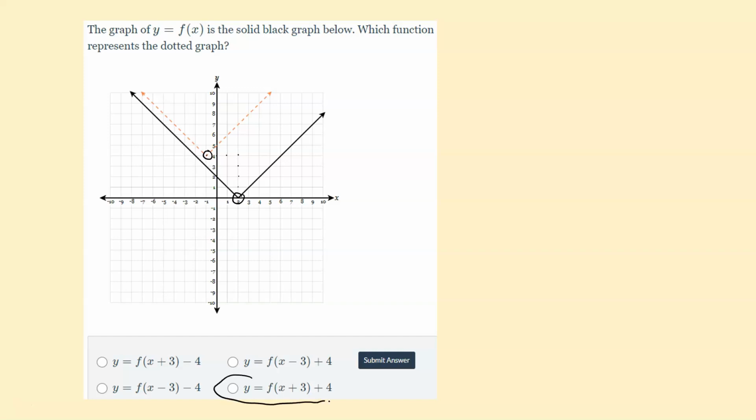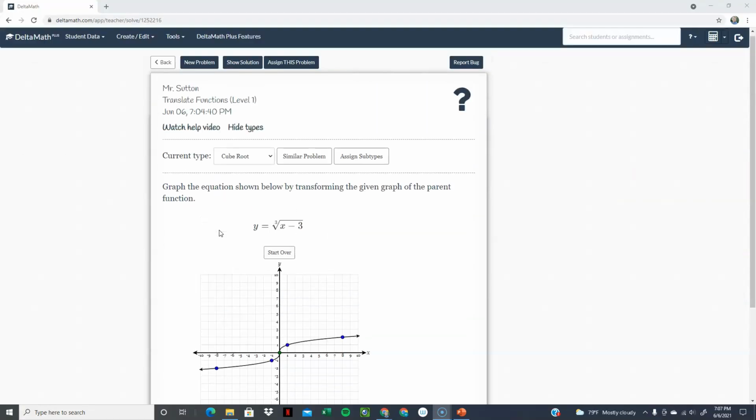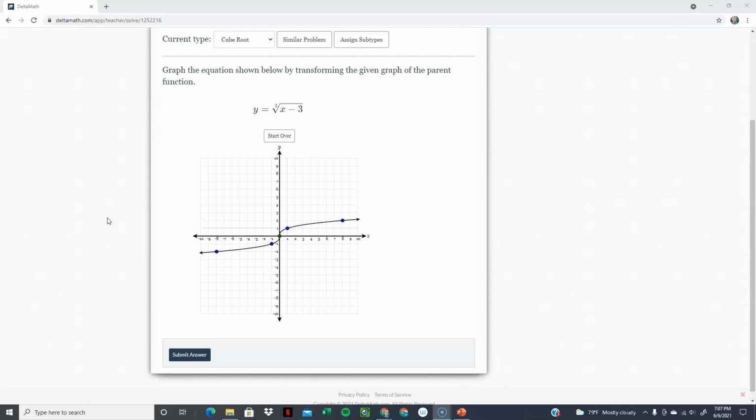So that would be this function right here, this equation. So now let's look at some examples where we're actually graphing in Delta Math.